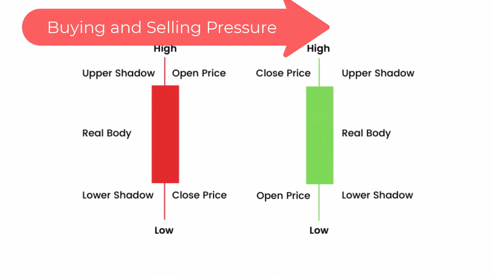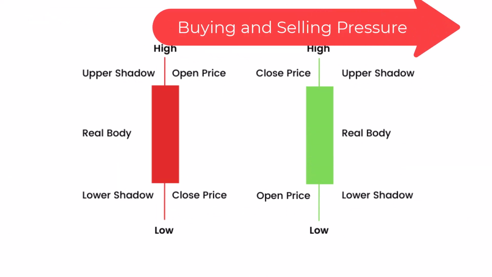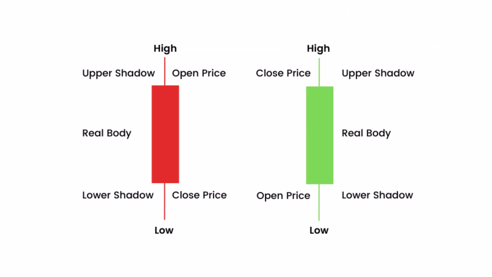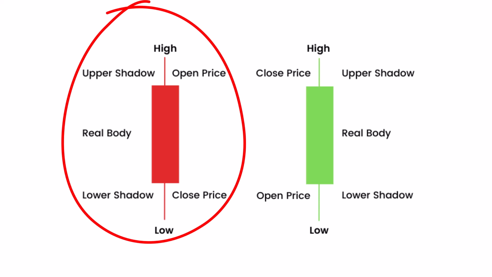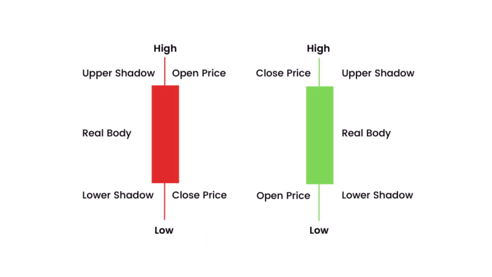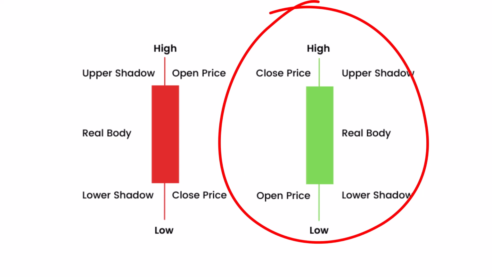Buying and selling pressure. Another noteworthy aspect is that the difference between the opening and closing price shapes the body of the candle. A longer body signifies a day characterized by a one-sided market. For a bearish candle, this suggests that there were more sellers than buyers throughout the day, indicating selling pressure on the underlying instruments. Conversely, a bullish candle signals that there were numerous buyers during the day, exerting buying pressure on the underlying security.